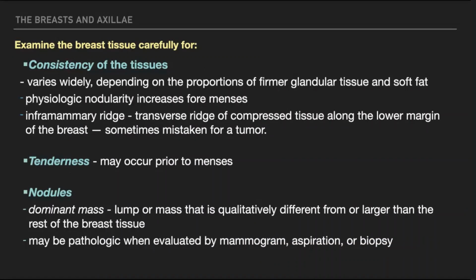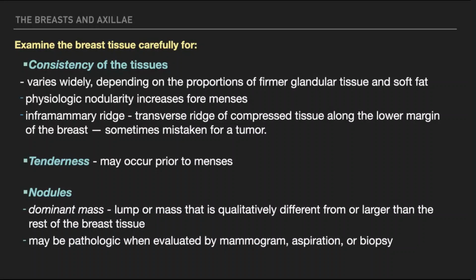Now, these are transverse ridges of compressed tissue along the lower margin of the breast, and it may sometimes be mistaken for a tumor. Tenderness may also occur prior to menses, and nodules or a dominant mass or lump that is different from or larger than the rest of the breast tissue may be pathologic when evaluated by a mammogram, needle aspiration of the mass, or a biopsy.